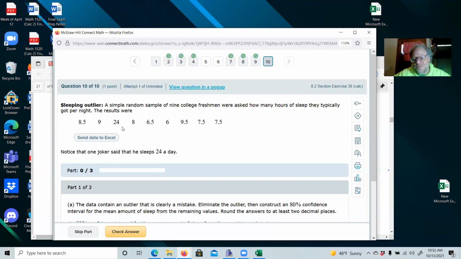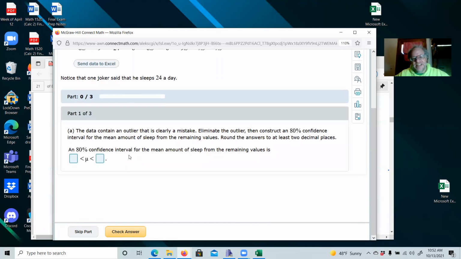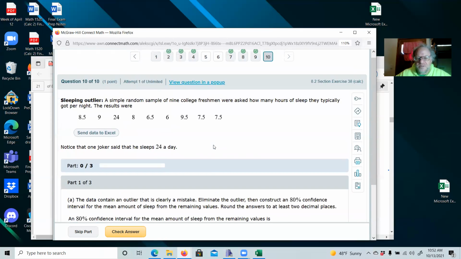Okay, I would throw this one out. So in this case, throwing out the outlier is the correct choice. The data contains an outlier, clearly a mistake, or maybe a joke, whatever. Eliminate the outlier, then construct an 80% confidence interval for the mean of the remaining values. Okay, that's all we're doing.